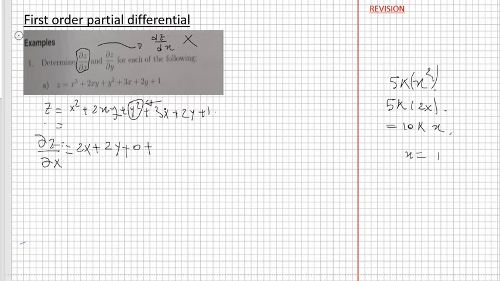And then here I have 3x, because we are deriving the function with respect to x. All I need to do is derive 3x. When I derive 3x, I get 3. And then 2y is a constant since we are deriving the function with respect to x. So that's going to give 0. And then 1 is also a constant. Doesn't matter whether we are deriving with respect to x or with respect to y. So this one still gives 0.